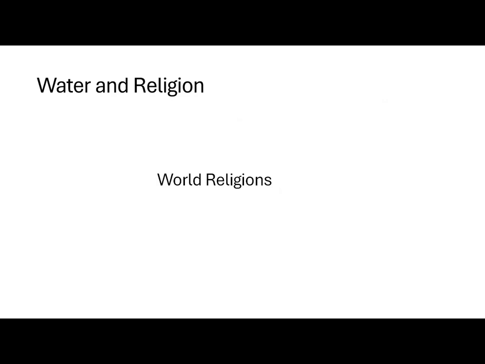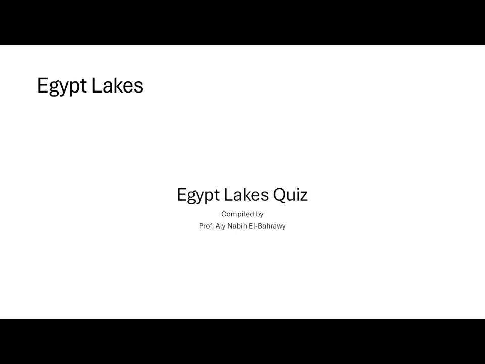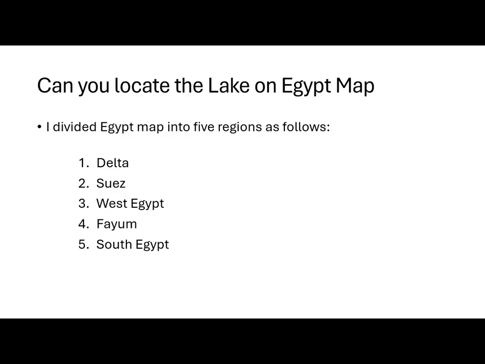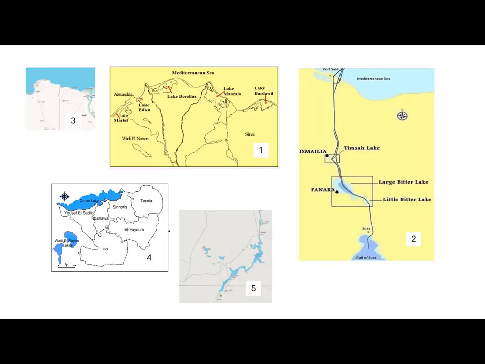And now we finished the water and religion quiz, and we go to another quiz which is very related to lakes in Egypt. Here we have an introduction saying that I divided the Egypt map into 5 regions as follows: the Delta region, the Suez region, the West Egypt, the Fayoum, and the South Egypt in this map here. Therefore these are the locations.